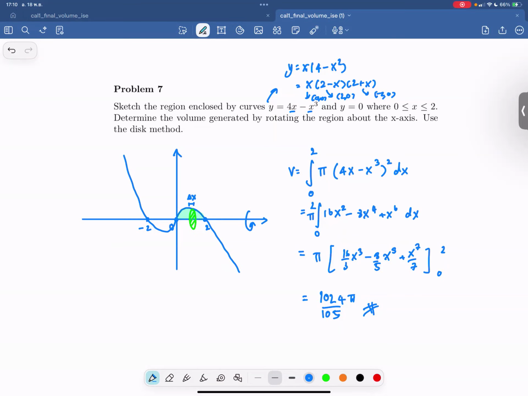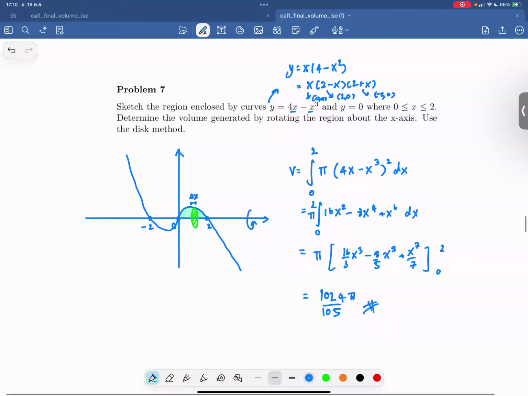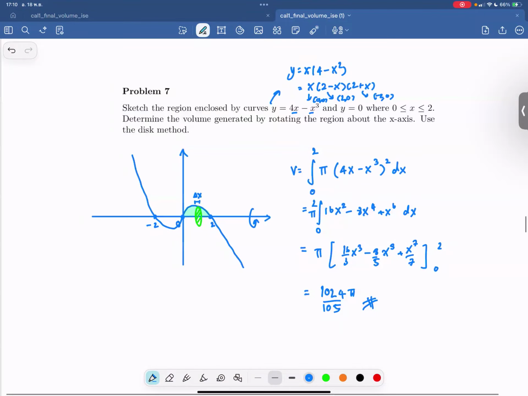Okay. So is there any question with the disk and washer method? Okay, so if there is no question, then we move to another section.